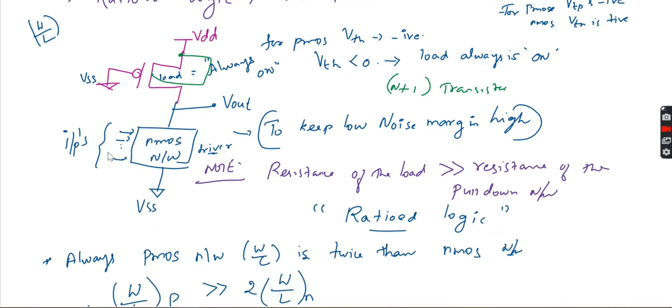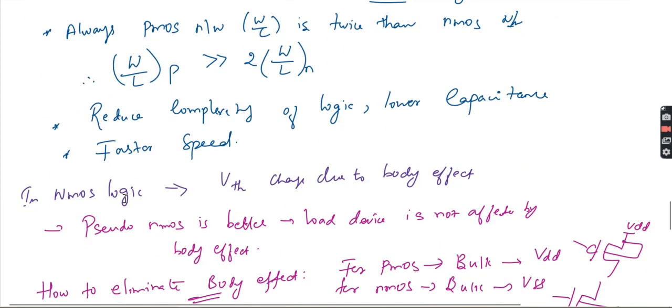So you need to keep the low noise margin high. Then the resistance of the load, which is the PMOS here, will be very high compared to the resistance of the pull-down network. That is why, if this is 2:1, then this will be 4:1. So the PMOS network W/L will always be twice that of the NMOS network. If we use that, we can reduce the complexity of the logic, have lower capacitance, and the speed will be fast.